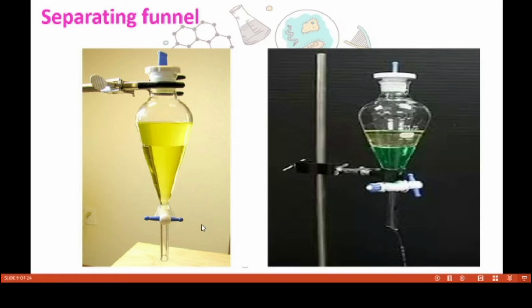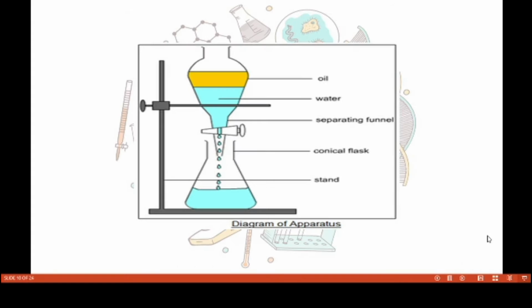By this method, we can separate water and kerosene. They are two immiscible liquids. So, a mixture of water and kerosene can be separated by using the separating funnel. A mixture of petrol and water, and a mixture of mustard oil and water can also be separated by using the separating funnel. This is the diagram for the separating funnel.